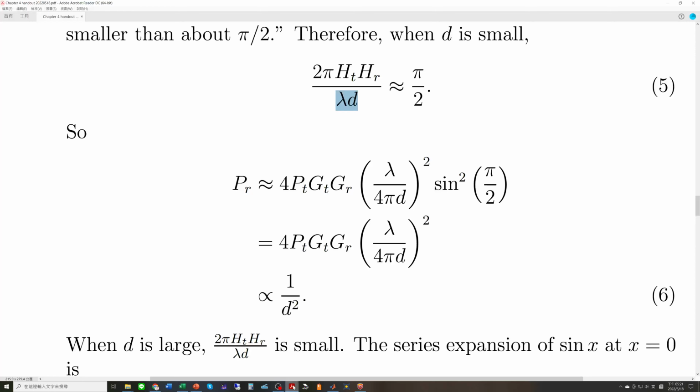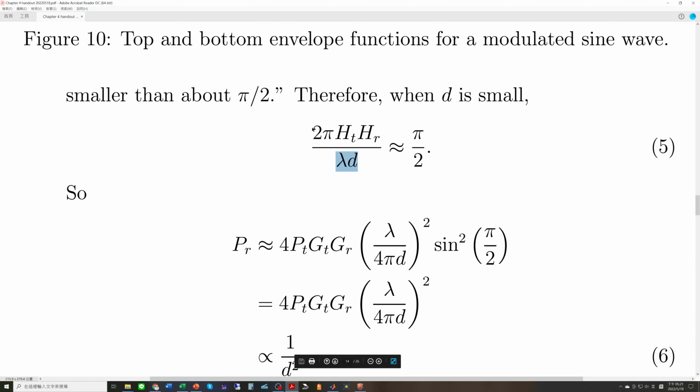Okay, let us continue the third part of the class. We have taught to here. Therefore, when d is small, 2 pi HTHR over lambda d is approximately pi over 2. Where does this equation come from?